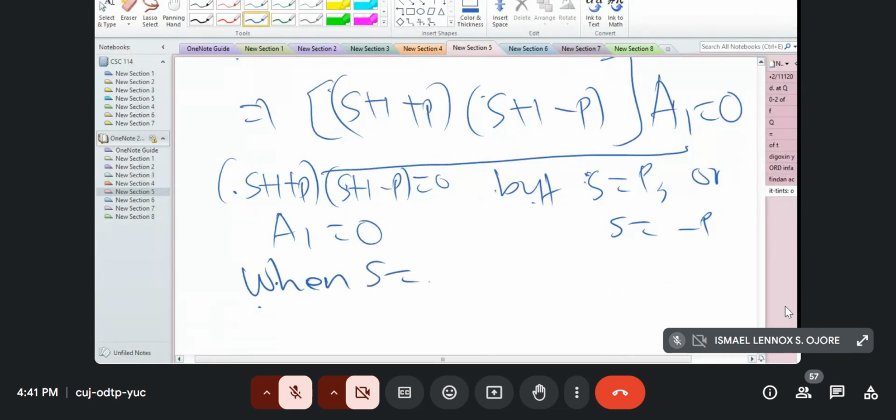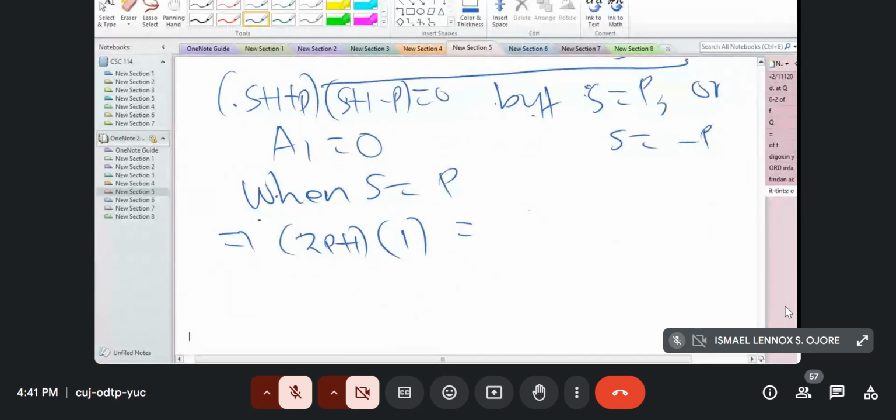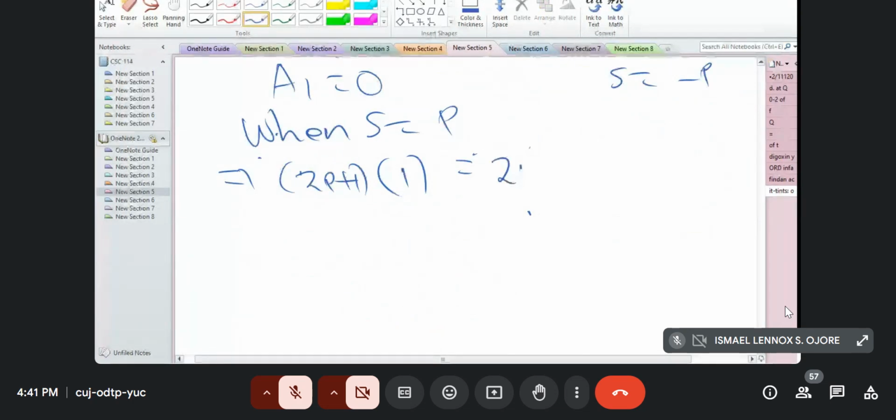When s equals p, it implies we'll have p plus 1 plus p, 2p plus 1, p plus 1 minus p times 1. 2p plus 1 times 1 is 2p plus 1. Remember, from the definition of the Bessel differential equation, I specified that p is a real number, so it cannot be equal to 0 by all means.